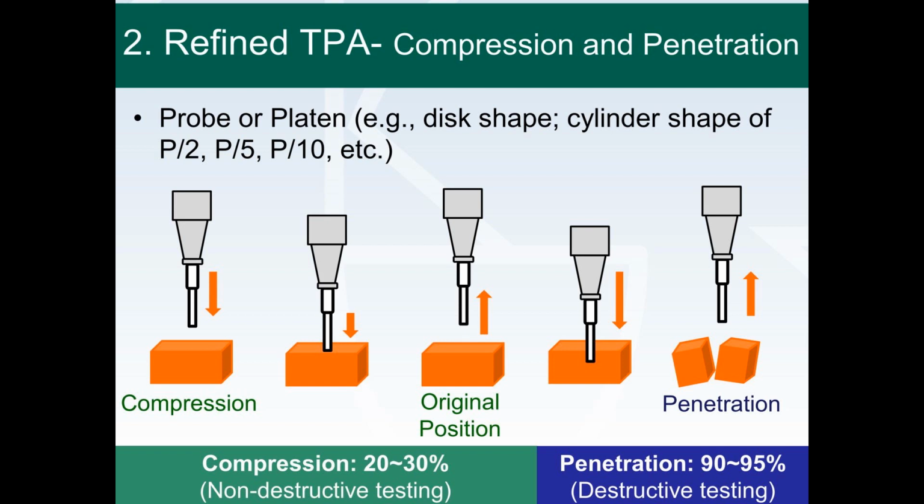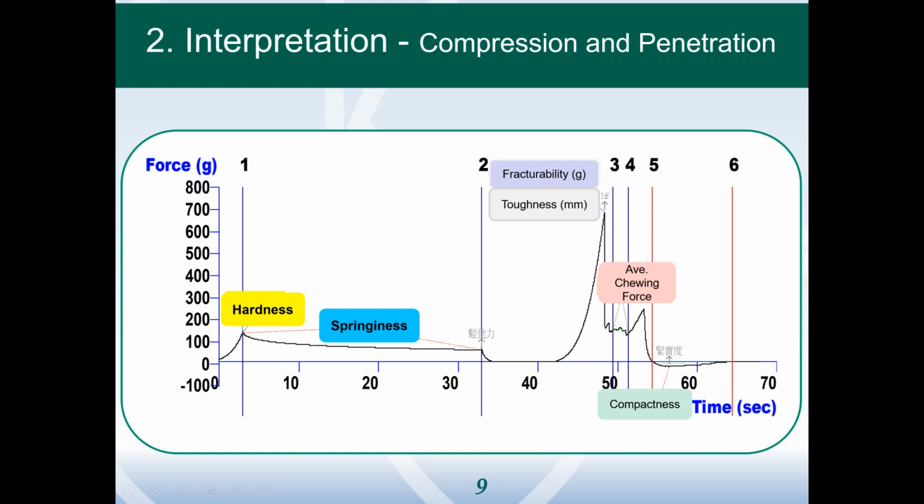For the second stage, we apply a destructive penetration to a depth of 90 to 95% of the sample, and thus we can get properties such as resilience, internal average, hardness, and compactness. We can also obtain a force time curve as shown above.